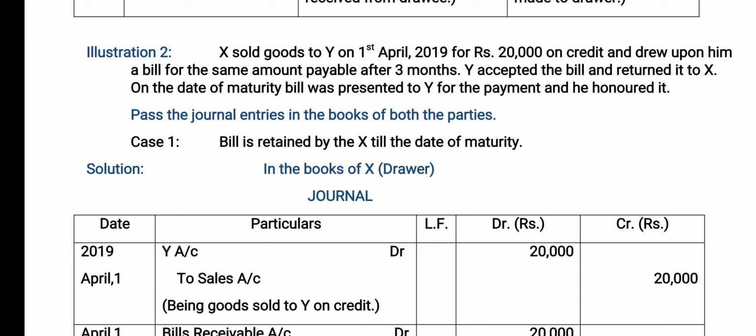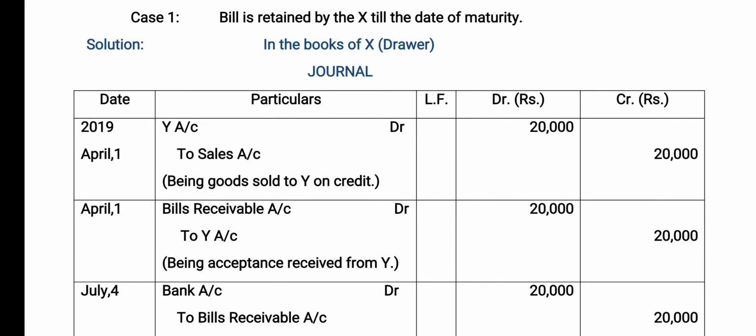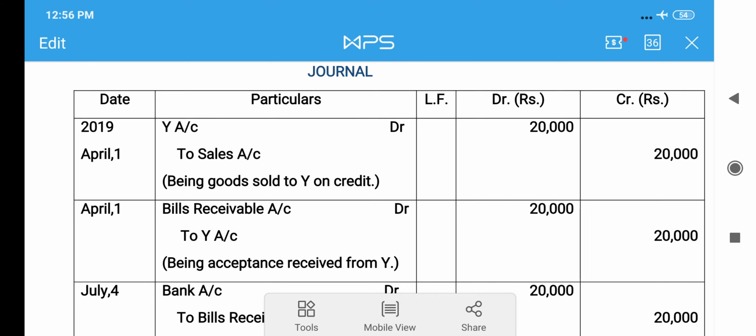So first of all, you will write in your solution, in the books of X, who is called your drawer. Then the journal, because we are going to make the journal. So date, particulars, LF, debit, credit, this is your format as we have done in class 9 also. In the first column you are going to write the year and date. When the transaction took place, that is 1st of April, we write 1st April in the date column, and in the particulars column we do the journal entries.